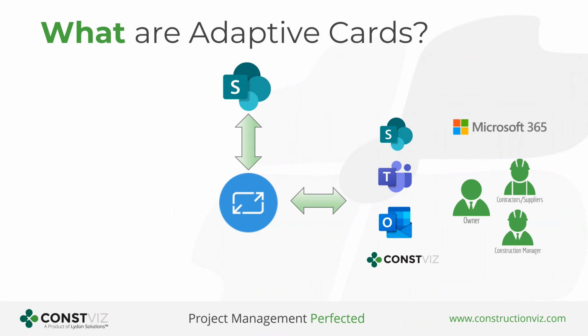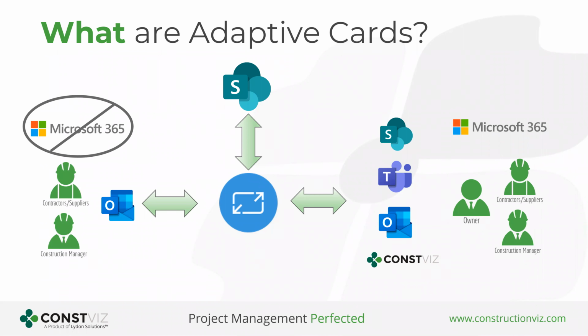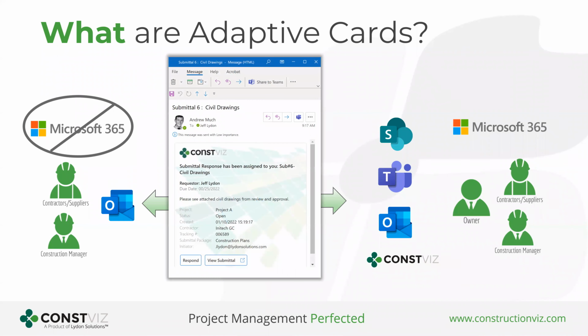So you can send these internally to people within your own tenant, your own users. But the interesting thing here is you can send them outside. So you can send them to people that don't even have a guest account within your tenant. And so if you have construction subcontractors, or if your firm does not want to allow external users into your Microsoft 365, you can still have Construction Viz interact with those external folks through Outlook and adaptive cards, which is quite interesting. This is an example of what an adaptive card would look like in an email.